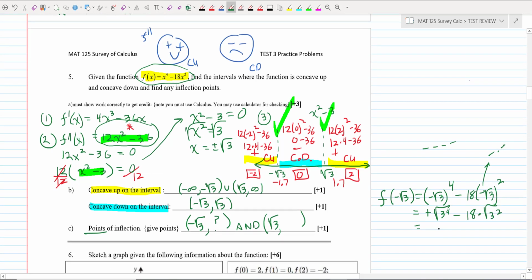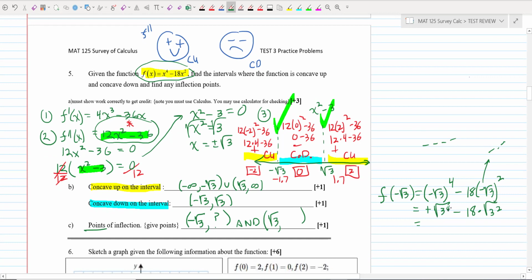Okay, so if you want to do it this way, you can. The square root of a value to a power is always just half of that. So this would be 3 to the second, which is 9. And then the 18, if we do the square root of 3 to the second, that's 3. So you end up getting 9 minus 54, and I'll show you how we can check on our calculator. So that would be negative 45. So it looks like the y value of that point of inflection is going to be negative 45.